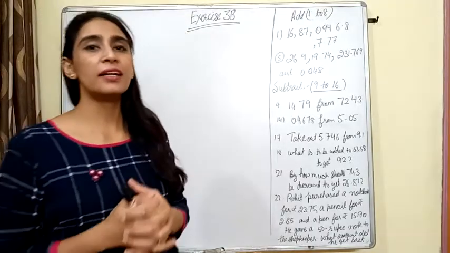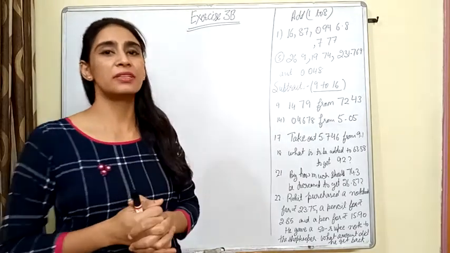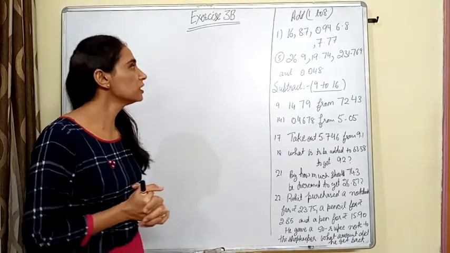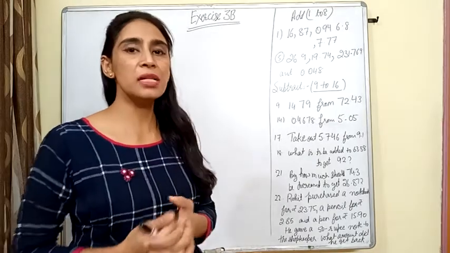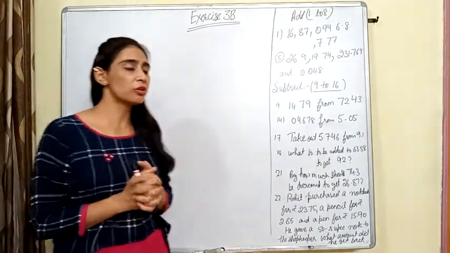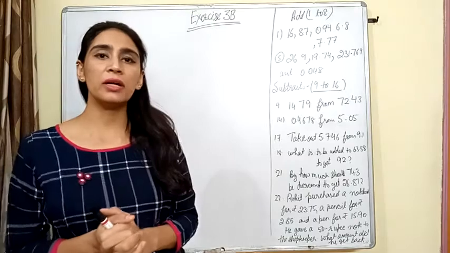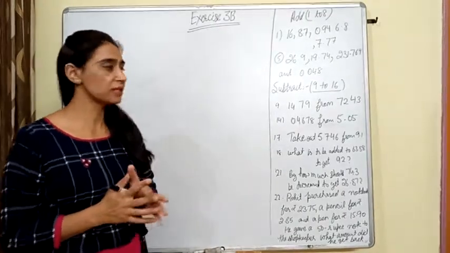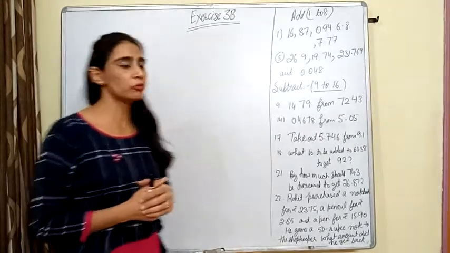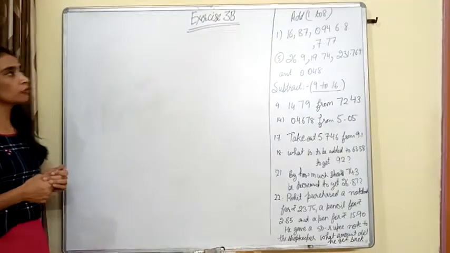Today we will start our next exercise of the third chapter, that is decimals. So in the second exercise we have to do addition of the decimals and subtraction of the decimals. Okay, so only we have to perform here addition and subtraction. There are some simple sums and some statement sums. So we will discuss a few of them here.